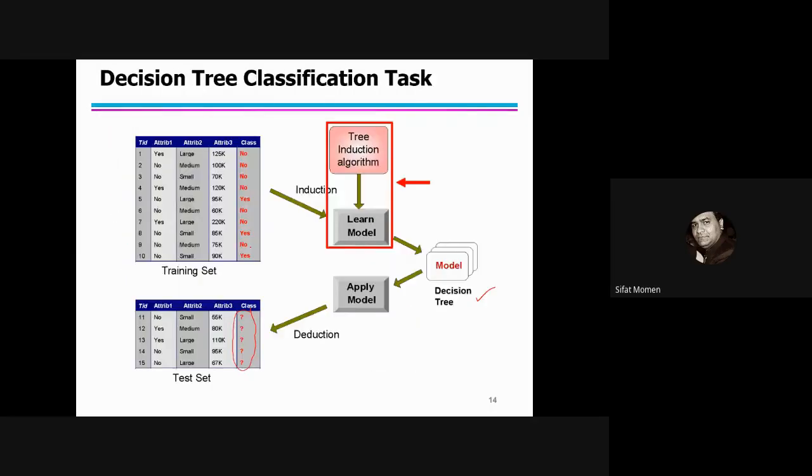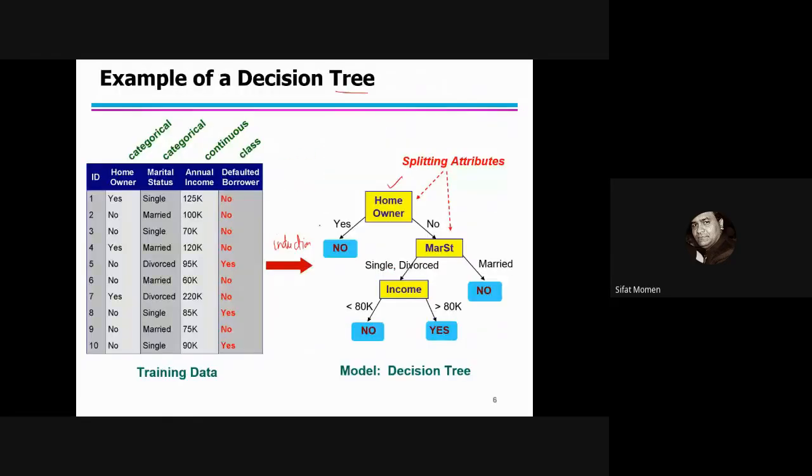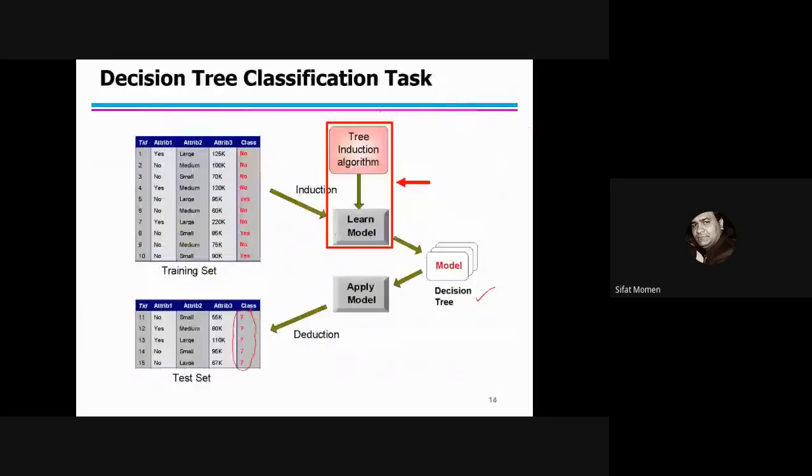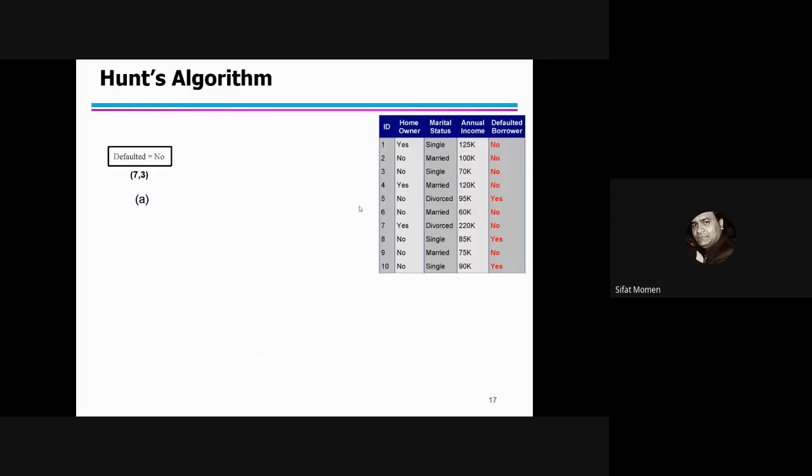Remember, here all of them belonged to the same class, so I made it a no, because all of them were no, there was no yes for homeowner. Right? So if it belongs to the same class, then just make it a leaf node. But if it is not, that means a mixture of yes and no, then you have to use another attribute to split further. Okay, clear? So that's what we're going to do.